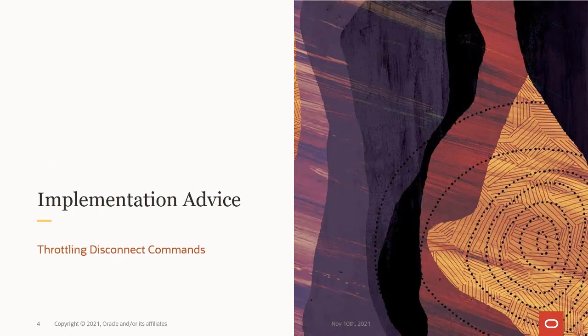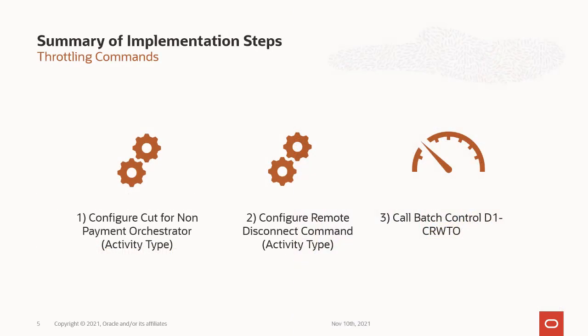So let's get on to implementation advice and how you set up throttling disconnect commands. There are 3 steps. You're going to configure the cut for non-payment orchestrator activity type, and you're also going to configure the remote disconnect command activity type. And then you're going to call a new batch control for issuing commands, D1CRWTO.